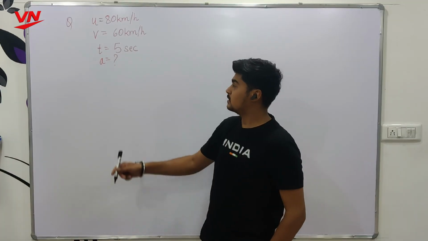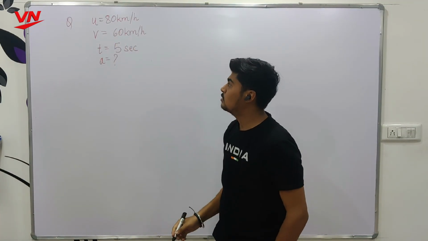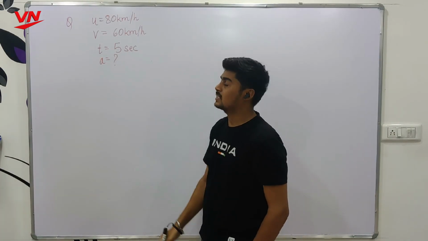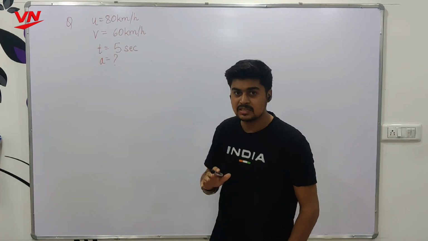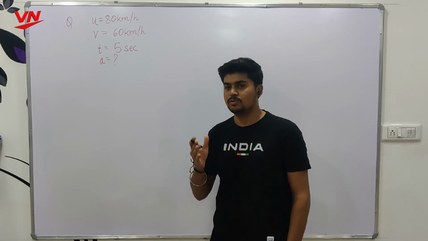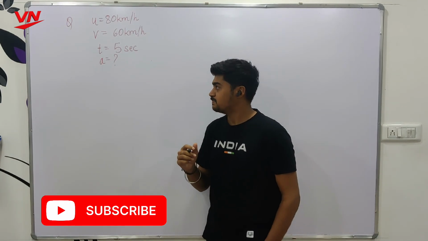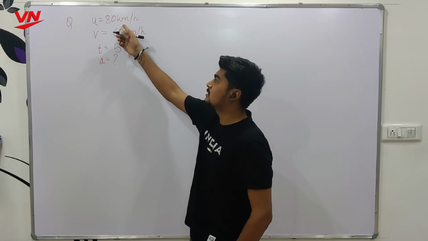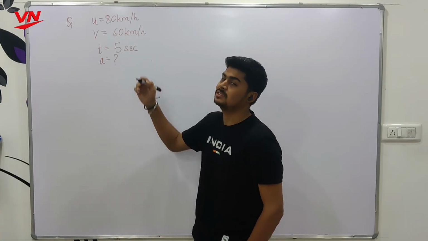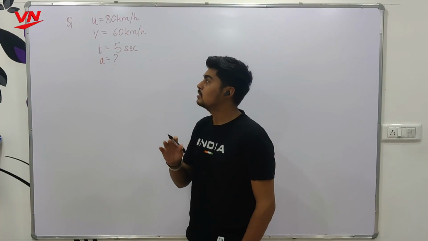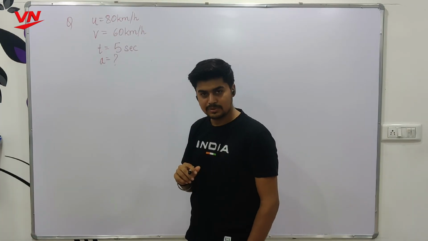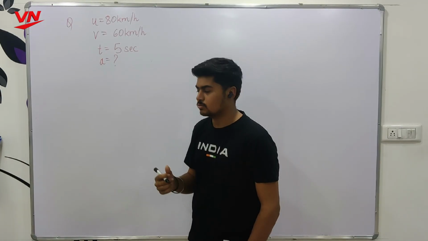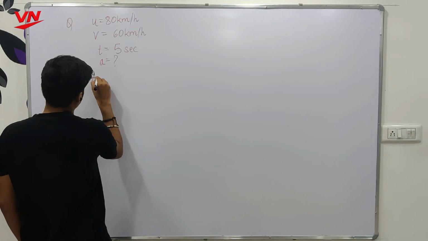As you can see in this particular question, we are given initial velocity 80 km per hour. Final velocity will be 60 km per hour, and it takes 5 seconds. Basically the velocity is decreasing. So what do you think? The acceleration would be positive or negative? Let's see. Now, before starting the solution, as you can see the units, the velocity is in kilometer per hour and the time is in seconds. So what we will do? We will try to convert this kilometer per hour into meter per second, so that we will get acceleration in meter per second square.